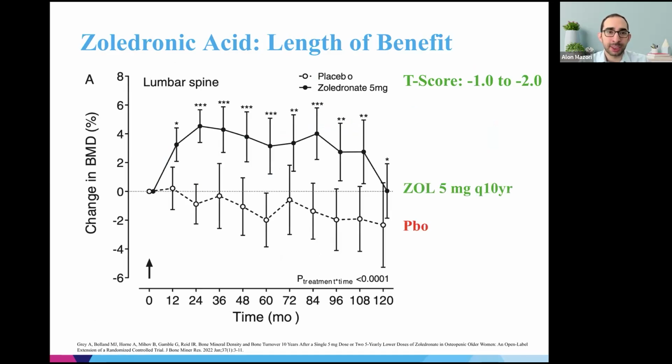And in this smaller study, with individuals whose t-score was between -1.0 and -2.0, zoledronic acid given just once preserved lumbar spine bone mineral density for 10 years as well.